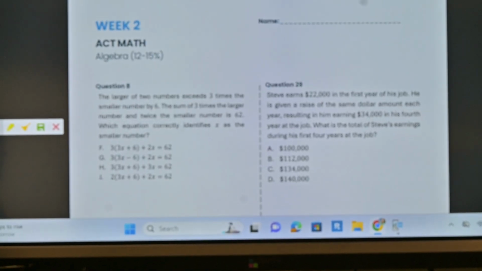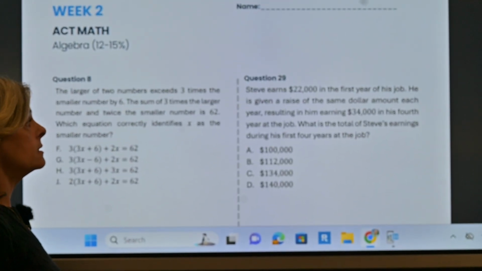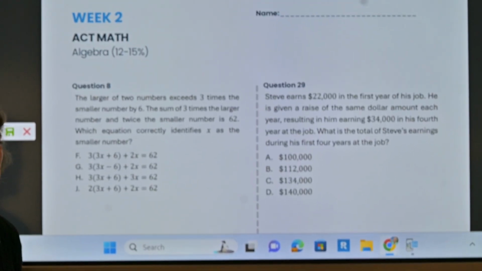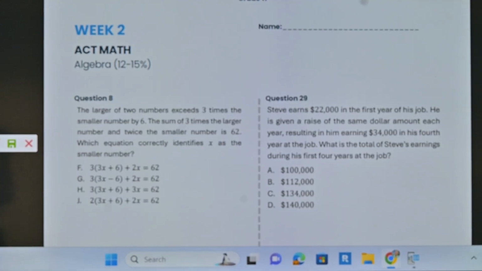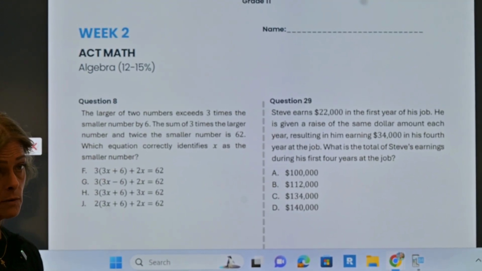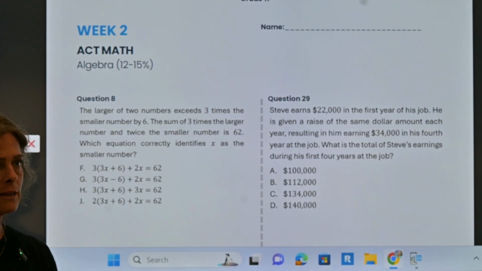So question 29 is more towards the end, which means that ACT thinks this is a little bit more difficult problem. I would say that it's really not. It took me a minute to kind of figure out that you could just do slope for this problem. So slope can be called rise over run, right? But it's also called the constant rate of change.